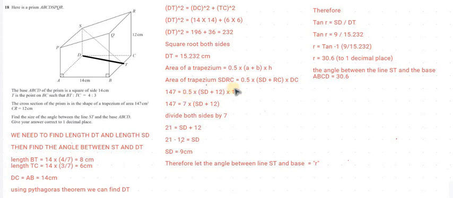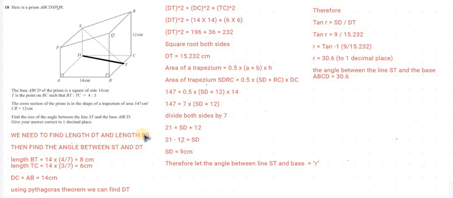So with back analysis, so that's 0.5 times 14, that'll be 7. SD we don't know, RC we know is 12. Okay, and so we have 7 times SD plus 12. So we divide both sides by 7 to get rid of 7 outside the brackets, and then we subtract 12 from both sides to find SD on its own, which is 9 centimeters.